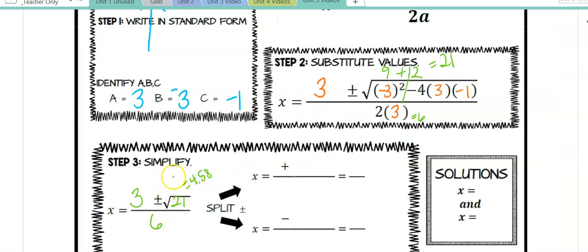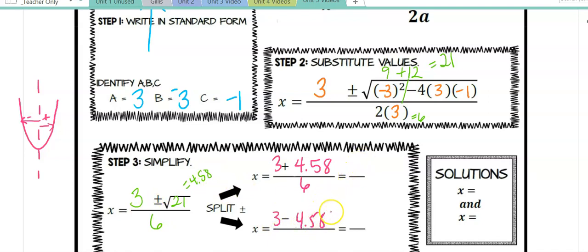Now, what does the plus and the minus mean? When we have a parabola, here's my parabola, and I have the axis of symmetry, right? We have an answer that is plus this distance, and then we have one that is minus this distance. So we have an answer on both directions of the axis of symmetry. So first we're going to find the one if we plus from the axis of symmetry. So 3 plus 4.58 divided by 6, and then we have 3 minus 4.58 divided by 6.